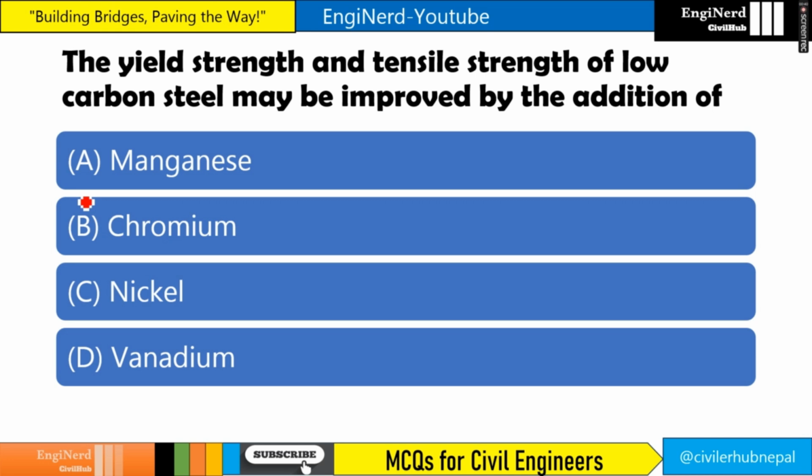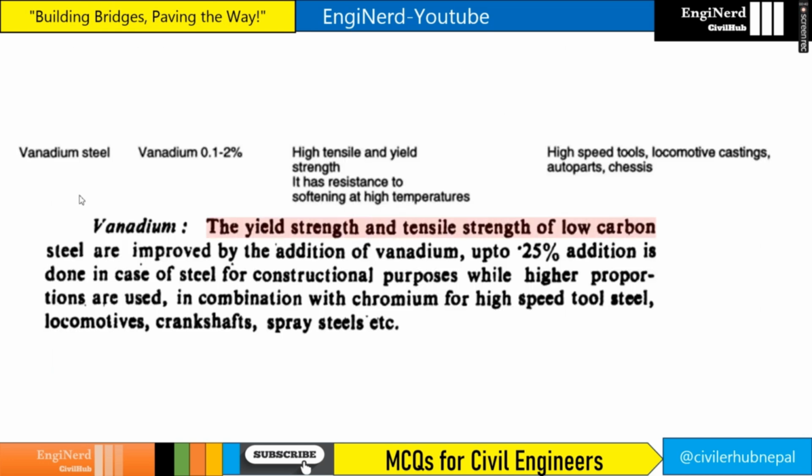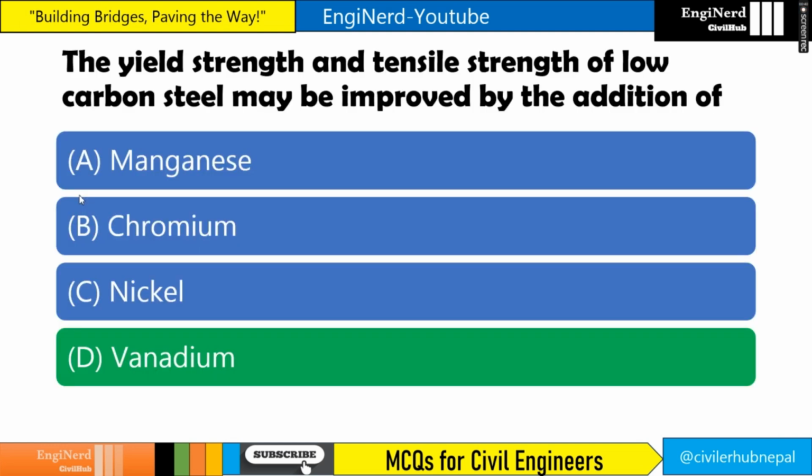The yield strength and tensile strength of low carbon steel may be improved by the addition of manganese, chromium, nickel, or vanadium. If you see here, the yield strength and tensile strength of low carbon steel are improved by the addition of vanadium, right? So the answer is vanadium.